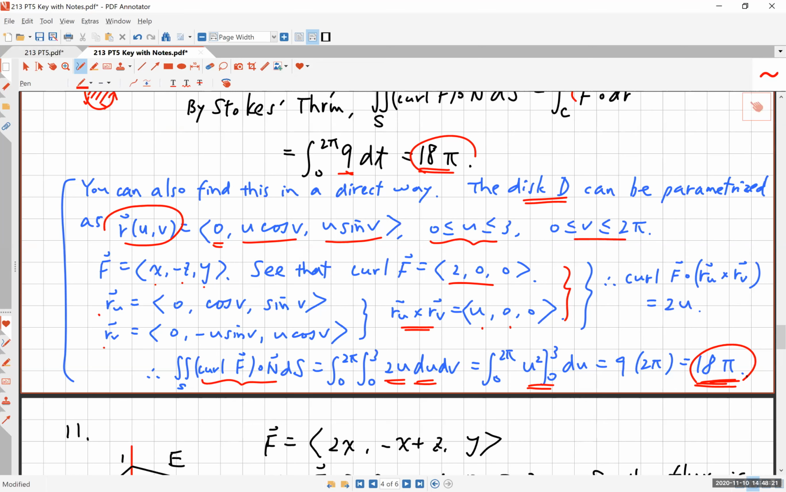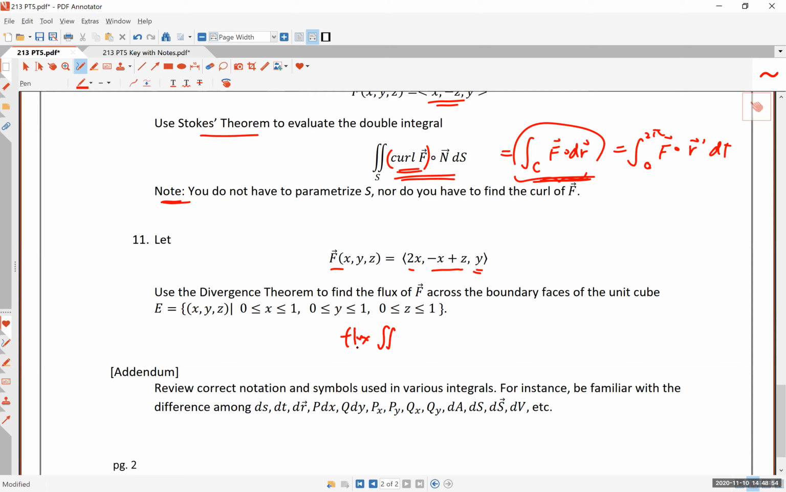Okay, let's go to the last question. The last question is, capital F is 2x, negative x plus z, and y. Using the divergence theorem, we are supposed to find the flux of F across the boundary set. Now, it says use the divergence theorem, right? So I'd better have some solid E, and I do, okay? It turns out to be the unit cube 0, 1 times 0, 1 times 0, 1. So it's a 1 by 1 by 1 cube located at the origin. This is 1, this is 1, this is 1.